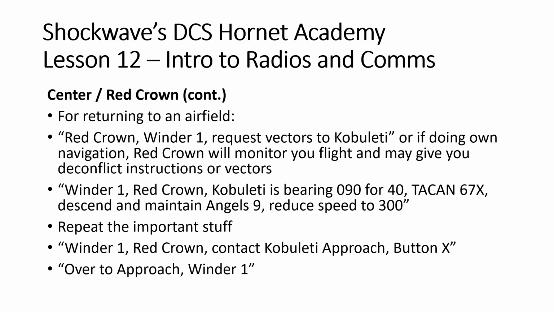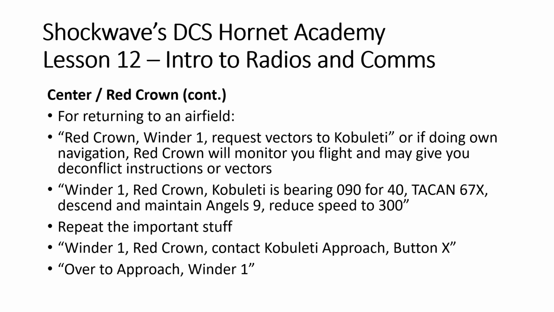So they would come back and say, "Winder 1, Red Crown, Kobuleti is bearing 090 for 40." They're telling you that from your aircraft, it's bearing 090. So let's say you're going north, it's to your right, and it's 40 miles. They'll give you a TACAN of the airfield, and they'll tell you, "Hey, descend maintain Angels 9, reduce speed to 300." They can tell you that, perhaps because there's traffic in front of you and whatnot.